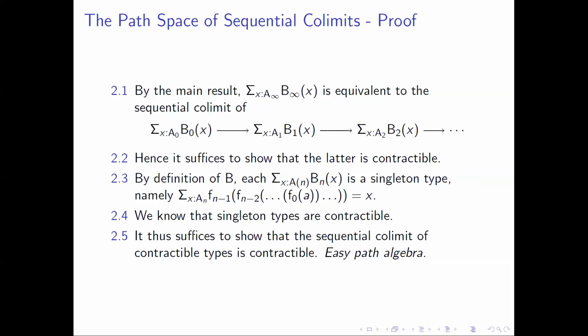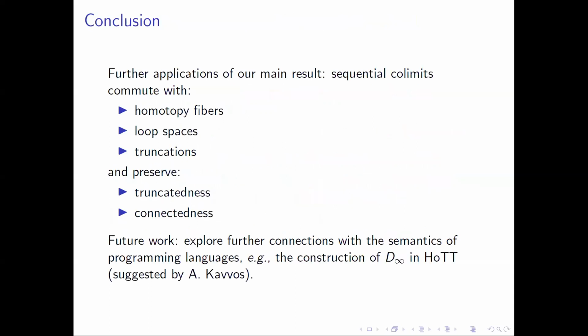So we're done. So in a sense, this main theorem allows us to carry out very short and elegant proofs of many results like this. For example, we have similar commutation results with homotopy fibers, loop spaces, truncations, and we also can very easily show that sequential colimits in homotopy type theory preserve truncatedness and connectedness and all these homotopical features.